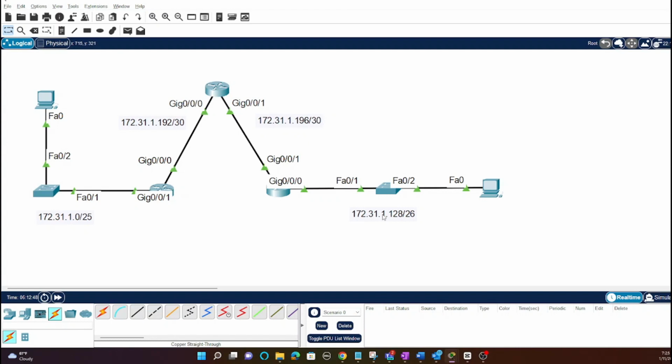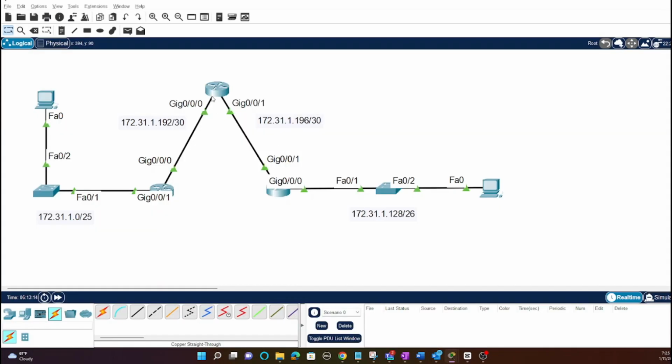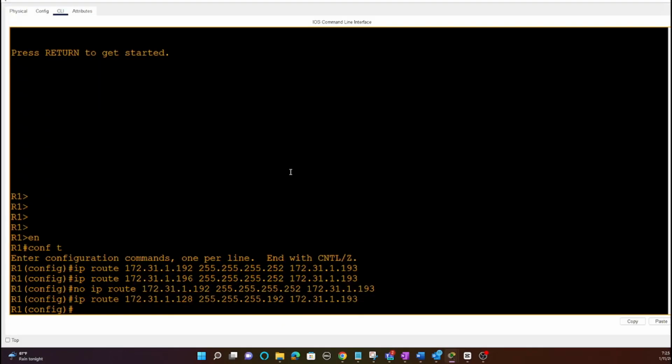Next, we're going to tell him how to get over here to this network. Pretty easy. So now we're going to go over here. If you want to get to the .128, which is a different subnet, it's a /26, which translates to a 192 subnet mask. We're pointing again to the same router. We're pointing to the same next hop IP address. This guy, router 2, is just telling them, if you need to get over here or over here, send all that information to this IP address of 1.193. So boom, we configured it.